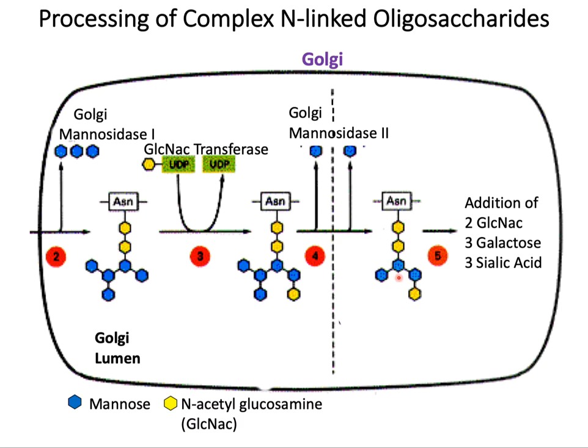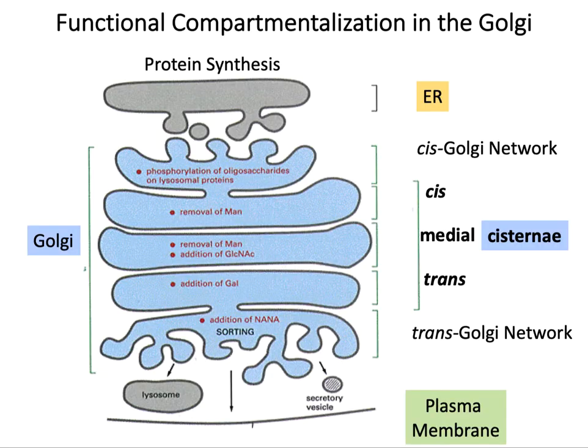And then you finally get the addition of 2 N-acetylglucosamine and 3 galactose residues and 3 sialic acid, which is not shown. And you end up with a complex N-linked oligosaccharide modification on this asparagine residue. So this is the overall process which happens in the Golgi. So this dotted line just shows the middle portion of the Golgi apparatus.